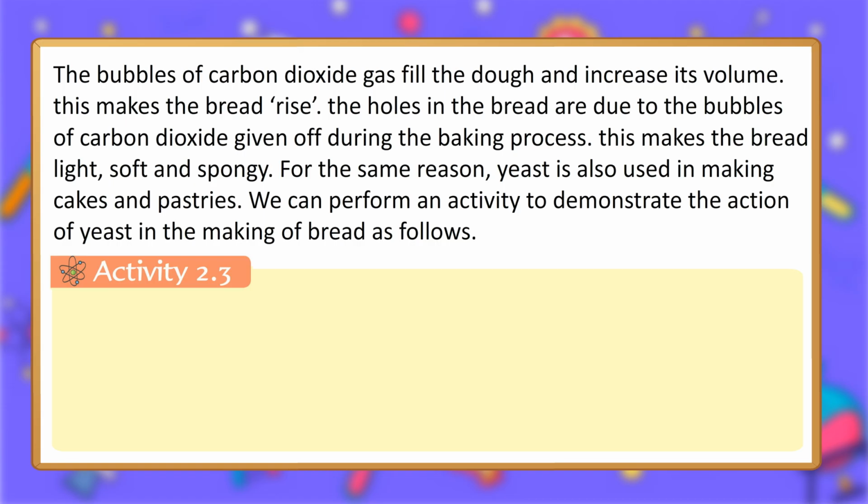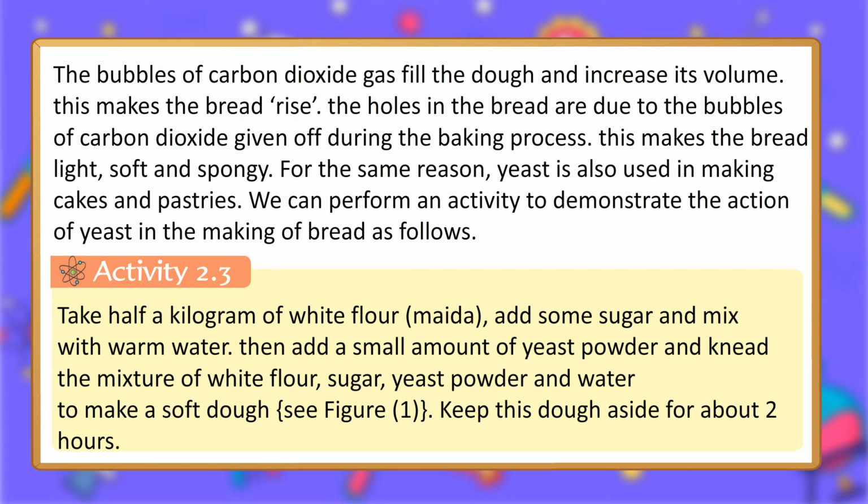Activity 2.3. Take half a kilogram of white maida, add some sugar and mix with warm water. Then add a small amount of yeast powder and knead the mixture of white flour, sugar, yeast powder and water to make a soft dough. See figure 1. Keep this dough aside for about 2 hours.